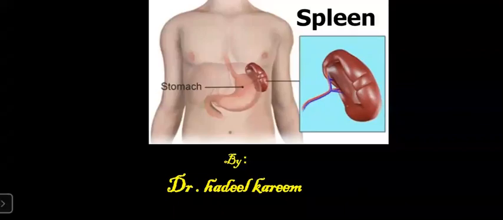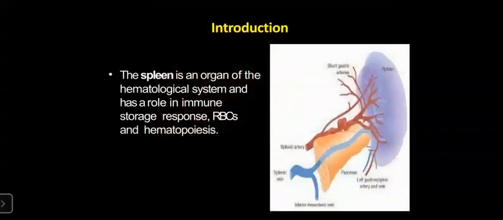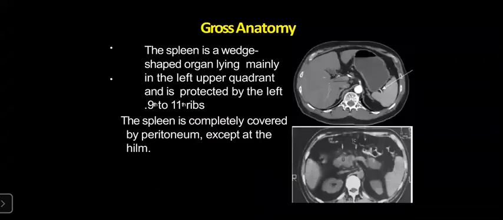Assalamu alaikum. Our lecture today is about the spleen: gross anatomy and imaging investigations. We started with a small introduction. The spleen is an organ of the hematological system and has a role in immune response, storage of RBCs, and hematopoiesis. Gross anatomy of the spleen: it is a wedge-shaped organ lying mainly in the left upper quadrant and is protected by the left 9th to 11th ribs. The spleen is completely covered by peritoneum except at the hilum.